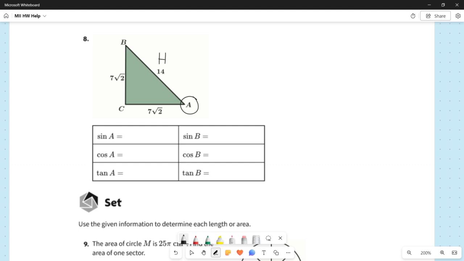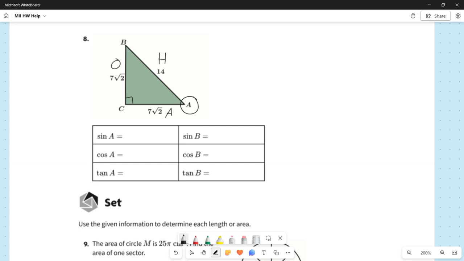14 is my hypotenuse, because again, we're told it's a right triangle, and clearly angle C has to be a right angle, and 14 is across from the right angle, so 14 is my hypotenuse. If we're talking about angle A, then that means that 7√2 is my opposite, and also 7√2 is my adjacent.